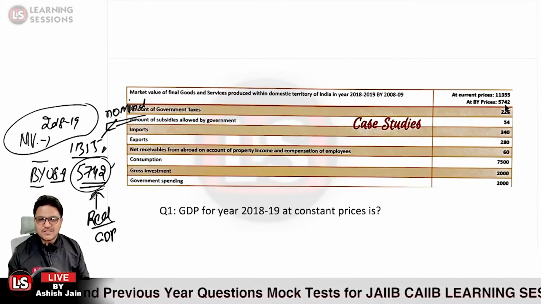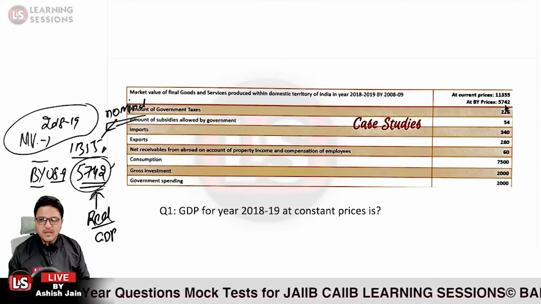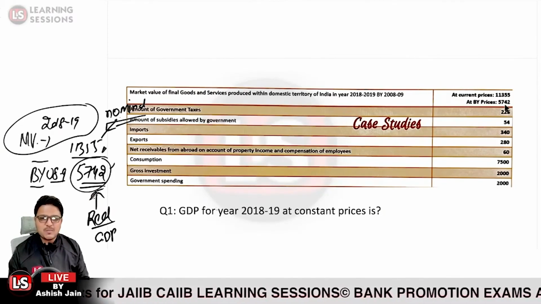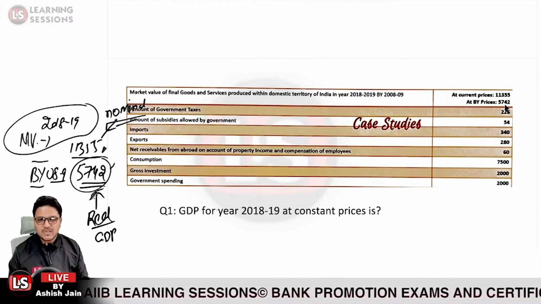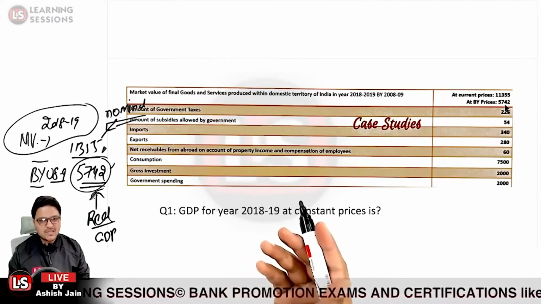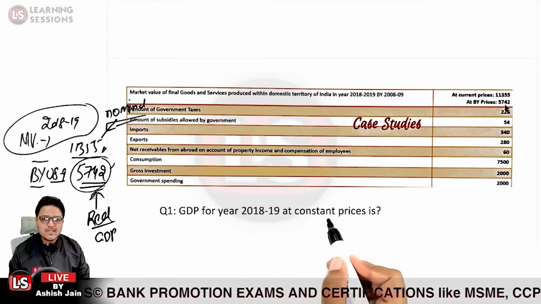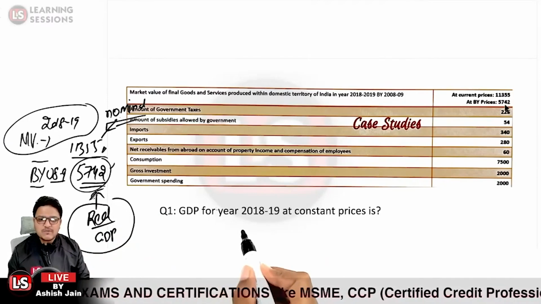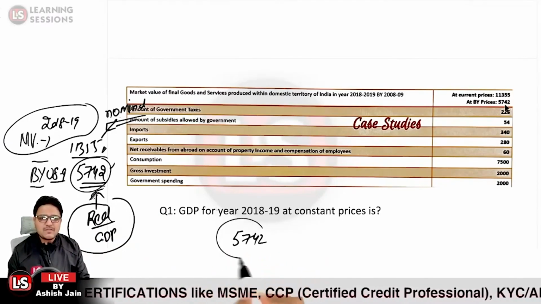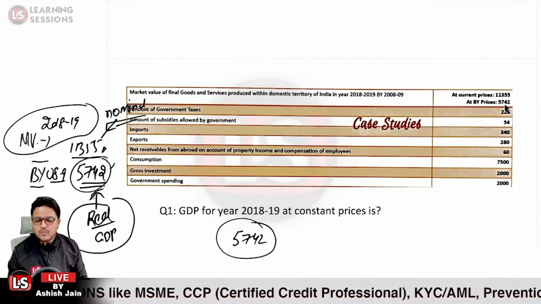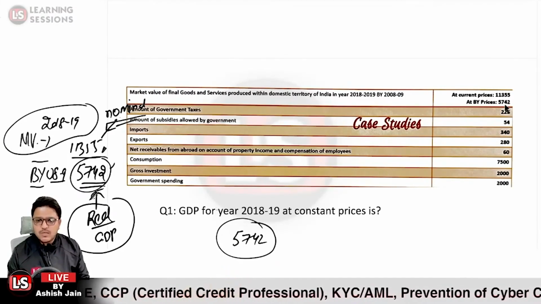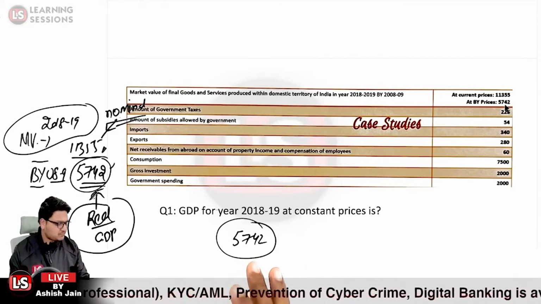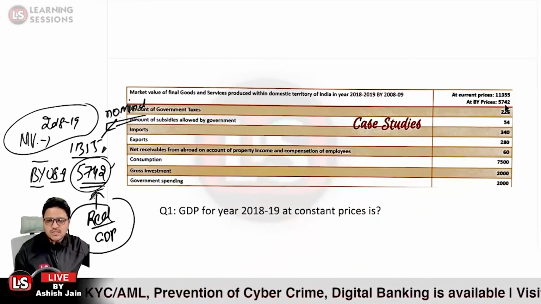Kindly do answer at the earliest. We need to calculate the GDP for year 2018-19 at constant prices. So the real GDP would be the answer. At constant prices means we need to calculate the real GDP, which is 5742. So the answer is 5742, and you must not be confused about it. Is that clear? The first question was just a conceptual one.